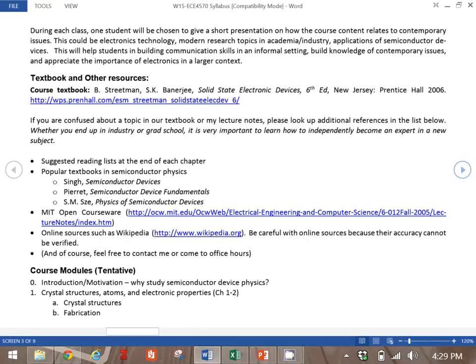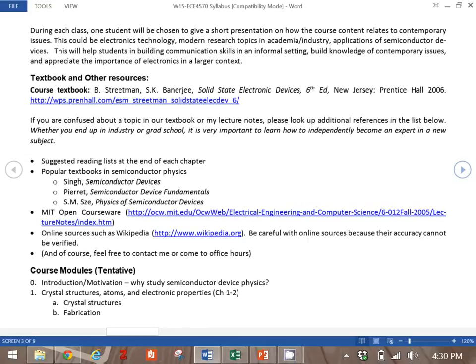It's just a short presentation, so the rest of the class can learn about what's on the cutting edge of the semiconductor field, and so that you can get used to reading online to find out what's happening in the world of semiconductors. So it could be on electronics technology or modern research topics.